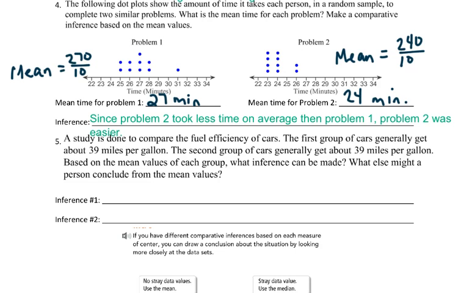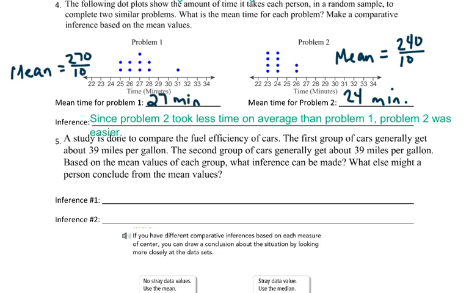So again, my inference is that since problem 2 took less time on average than, that's a typo, let me fix that, than problem 1, problem 2 was easier. Okay, there we go. All right, moving on to number 5.